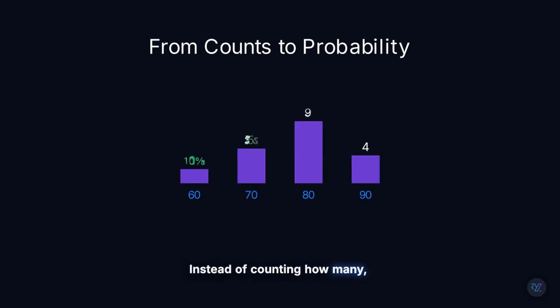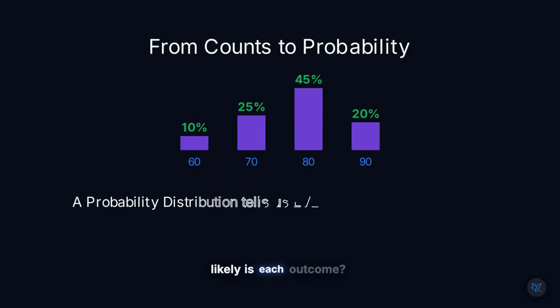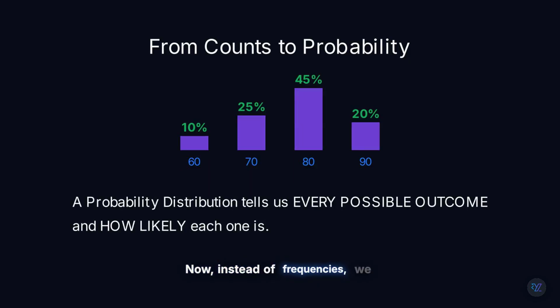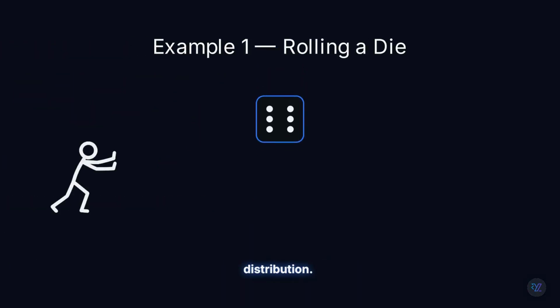Now let's go one step further. Instead of counting how many, what if we asked, how likely is each outcome? Now, instead of frequencies, we use probabilities. And that's exactly what a probability distribution is. A probability distribution tells us every possible outcome and how likely each one is.